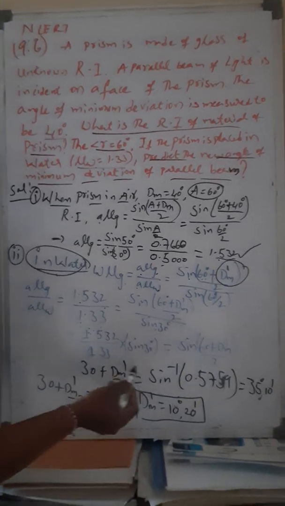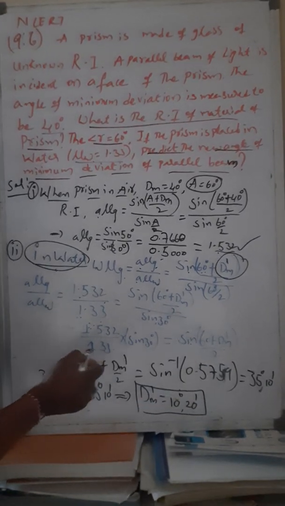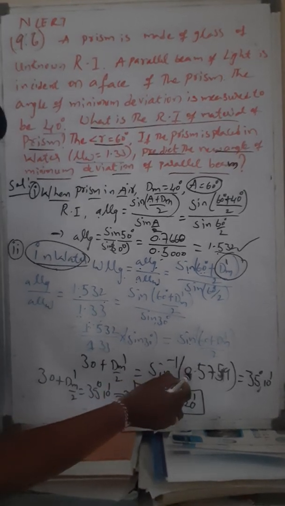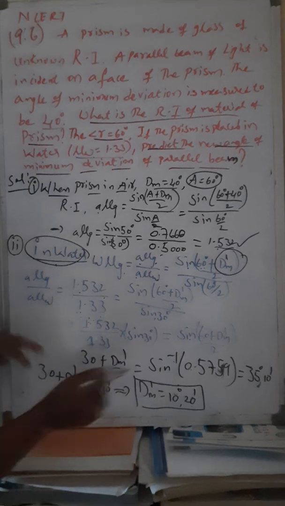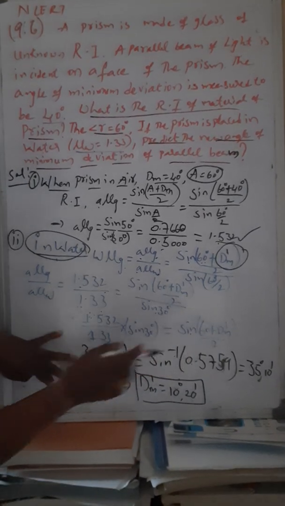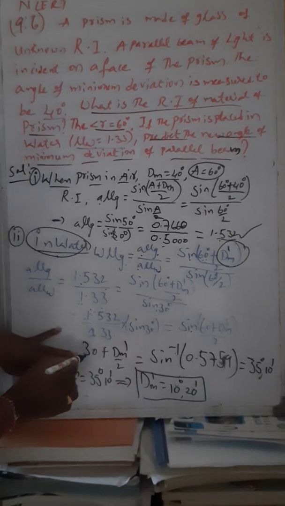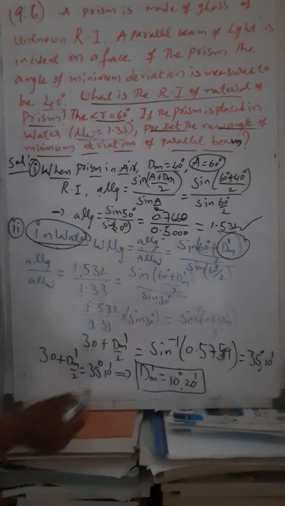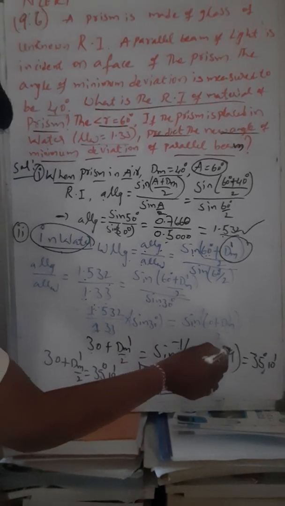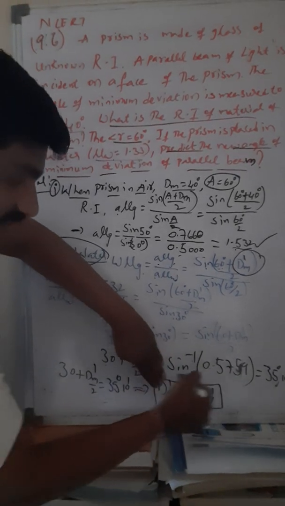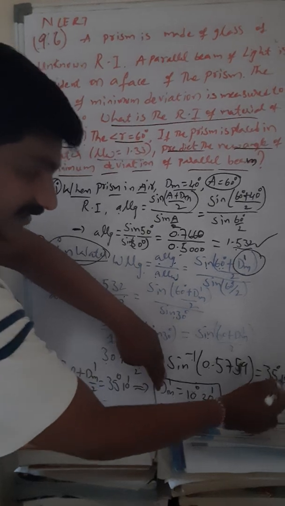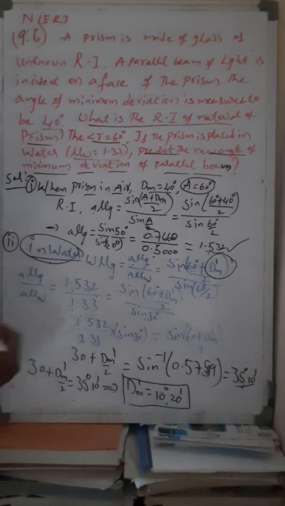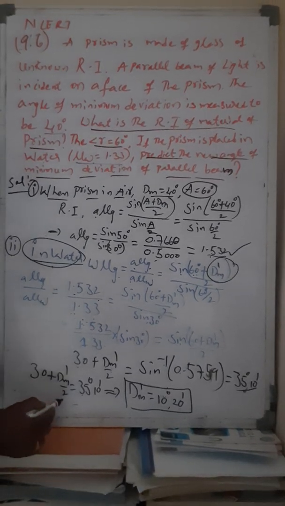When you do the simplification, we have a value of 0.5759. The sine I am sending this side, so it becomes sine inverse of 0.5759. Then this sine is not there: (60 plus Dm dash) by 2. Now sine inverse 0.5759 equals 35 degrees 10 minutes. So I have equated 35 degrees 10 minutes, which is equal to 30 plus Dm dash by 2.